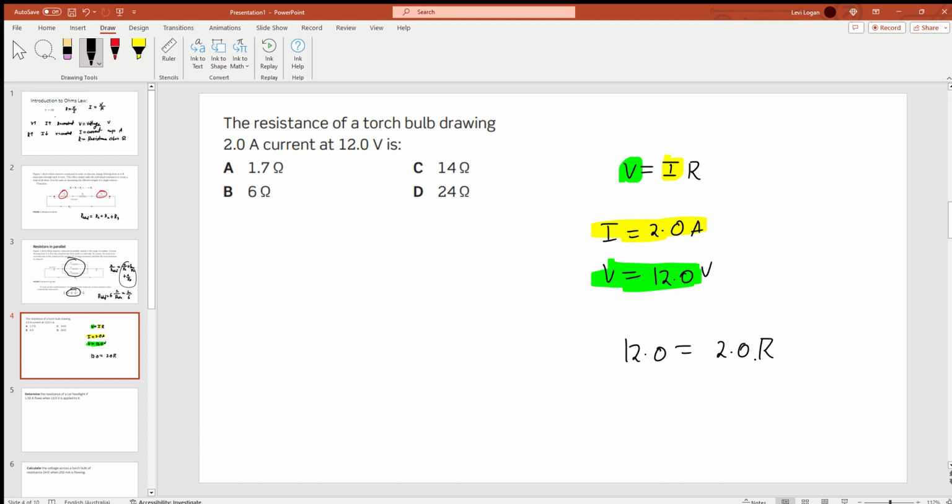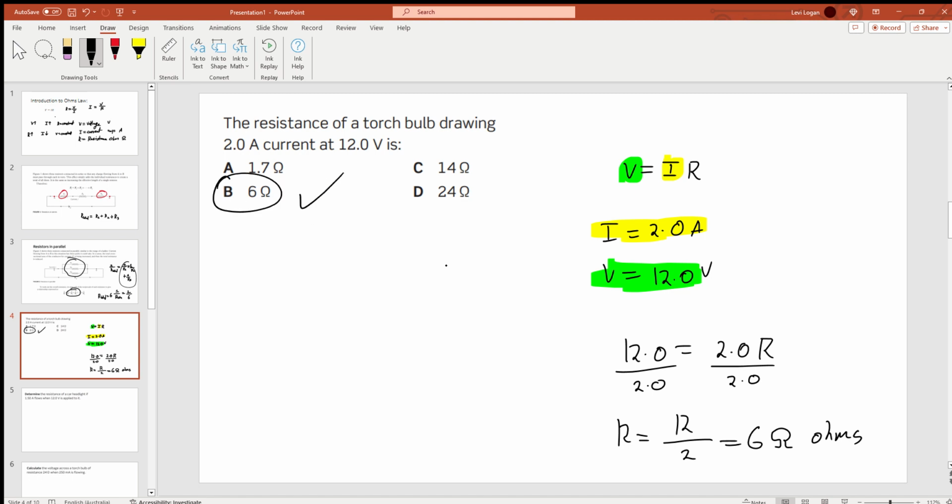Now, if we want to work out what R is, we need to get rid of this 2. So what we've got to do is divide by 2 on both sides. So R is going to be 12 over 2, which is 6. And we're going to put this here for its unit, so it's in ohms, okay? So out of A, B, and C, we can see it's B. And that's all you would have to do for that one, okay?